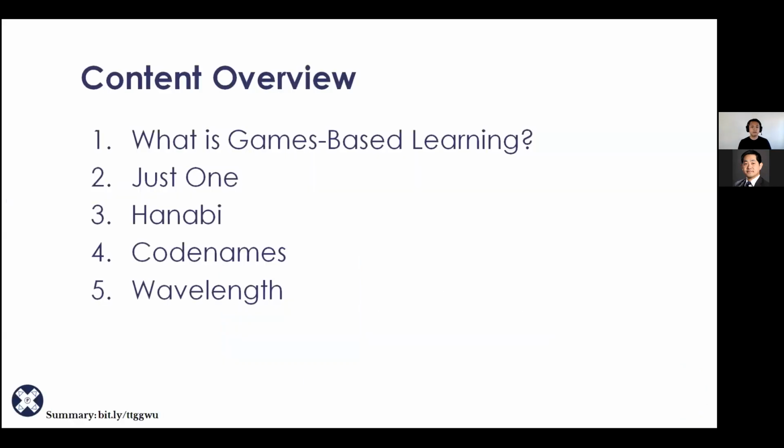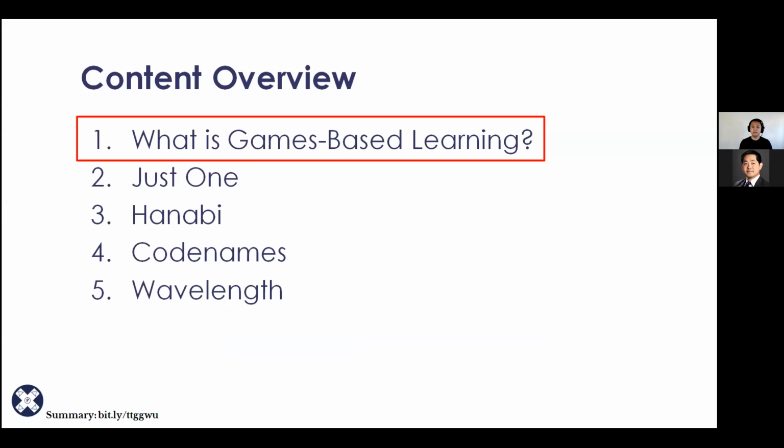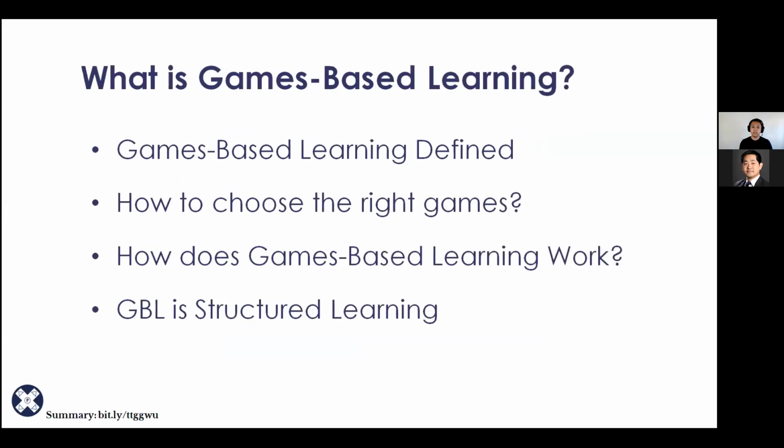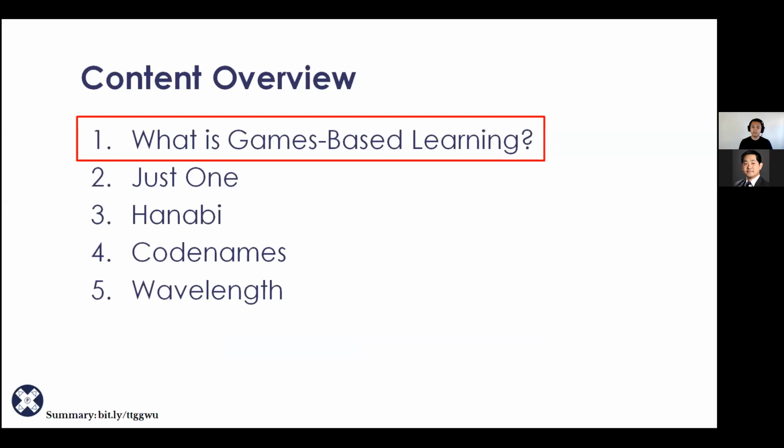All right, I want to spend a few moments to go over our content for tonight's presentation. So we're going to be covering 5 major areas. The first one is, what is games-based learning? And then afterwards, we will cover Just One, Hanabi, Codenames, and Wavelength. So there are those 4 different games that we are covering in tonight's presentation. These are all currently published physical tabletop games. They also have a digital online presence.